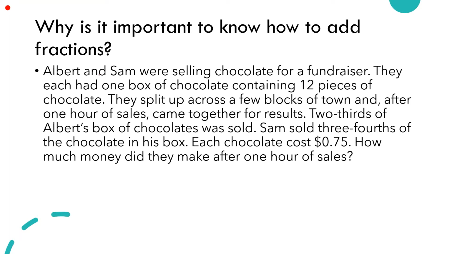So Albert and Sam were selling chocolates for a fundraiser. They each had one box of chocolate containing 12 pieces of chocolate. They split up across a few blocks of town and after 1 hour of sales came together for results. 2/3 of Albert's box of chocolates was sold. Sam sold 3/4 of the chocolate in his box. Each chocolate cost 75 cents. How much money did they make after 1 hour of sales?